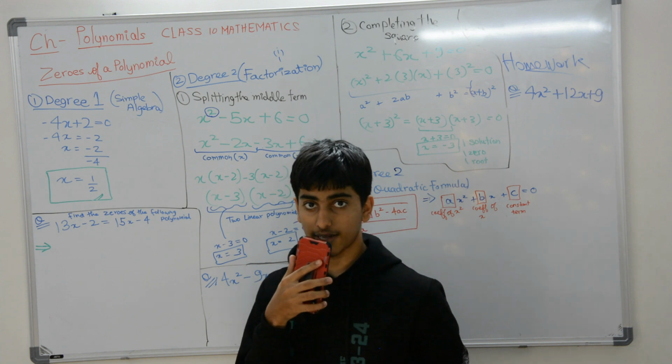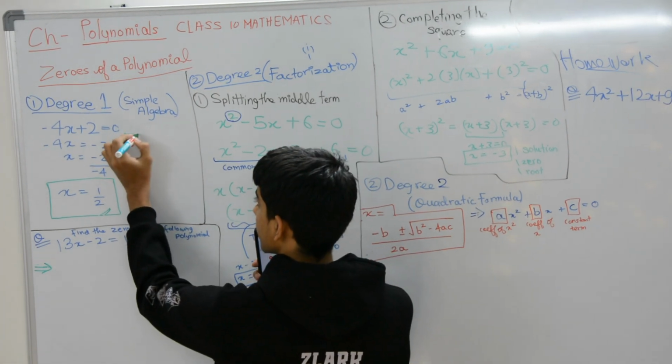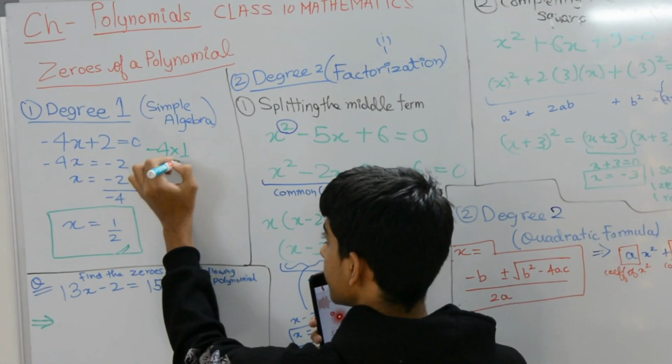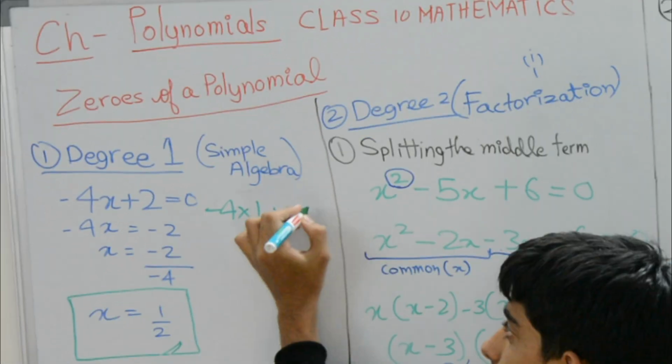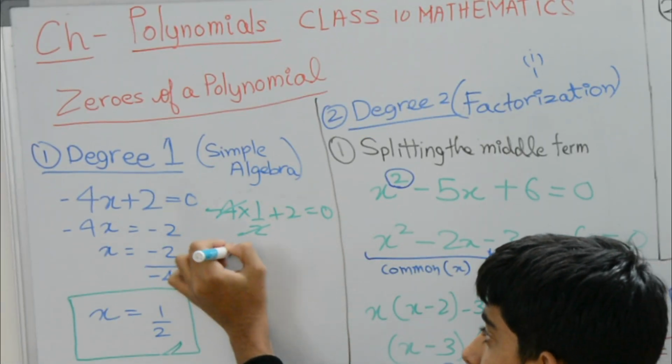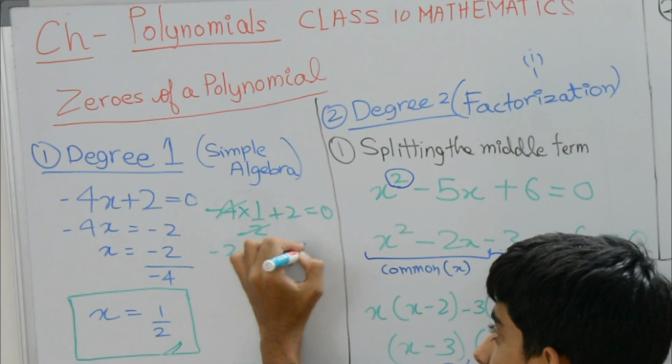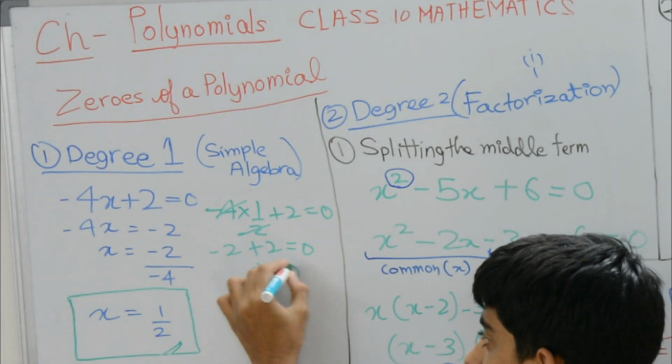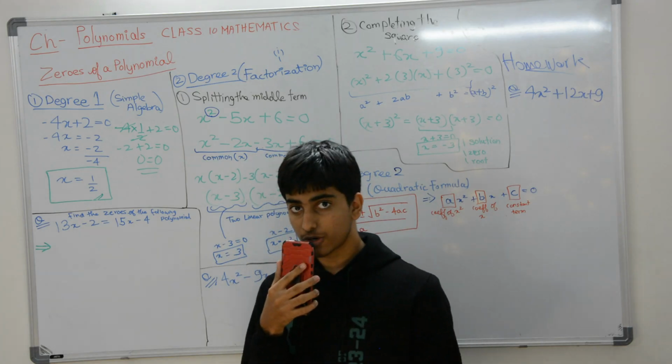Putting half as the value for x, we get minus 4 into half plus 2 is equal to 0. We can cut the 2 and 4 to get minus 2 plus 2 is equal to 0, and 0 is equal to 0. Let's try finding the zeros of this polynomial.